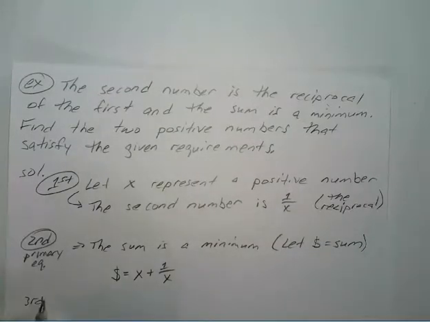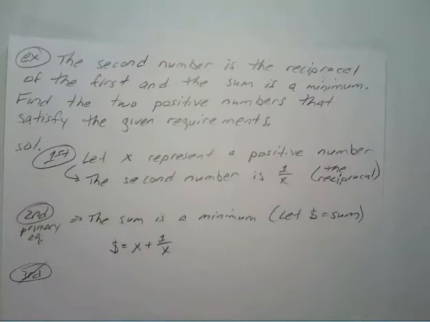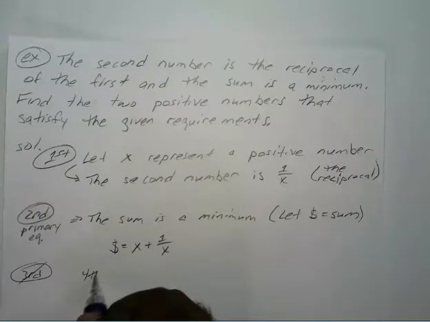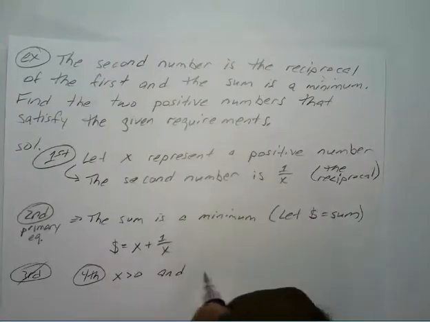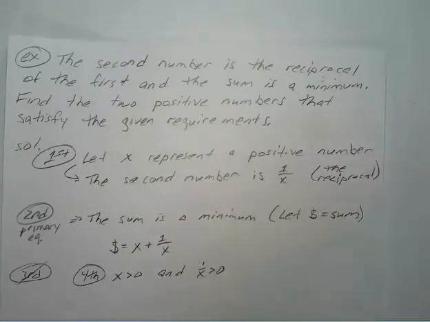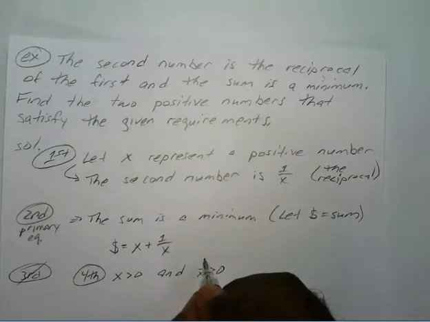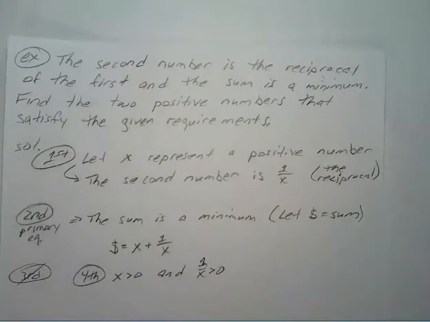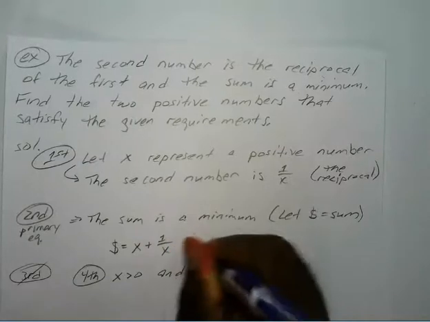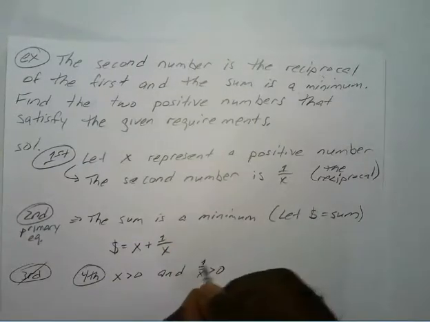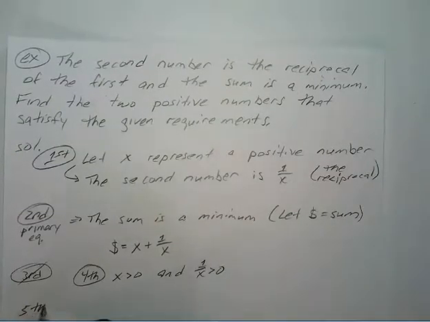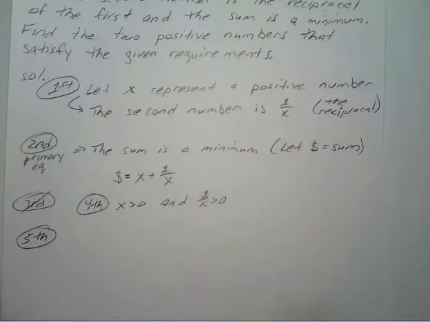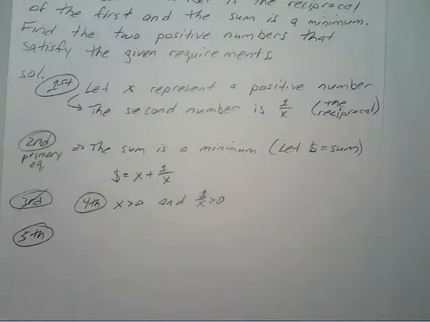Now your third step, you can really skip that. For our fourth step, we just know that x is greater than 0 and 1 over x is greater than 0. Again, you didn't have to write that, but sometimes it's nice to know exactly what you're looking for. Now we go to our fifth step, using everything we've learned so far to find our minimum.